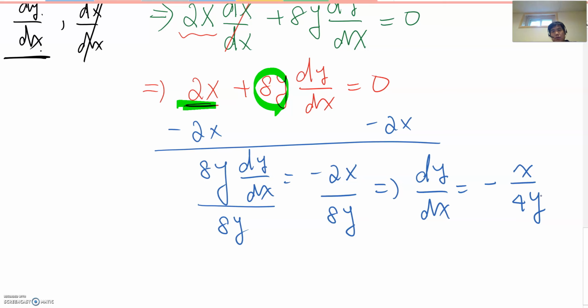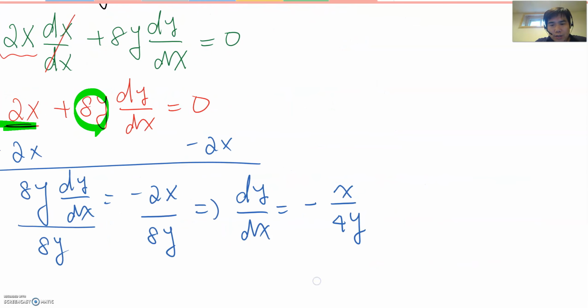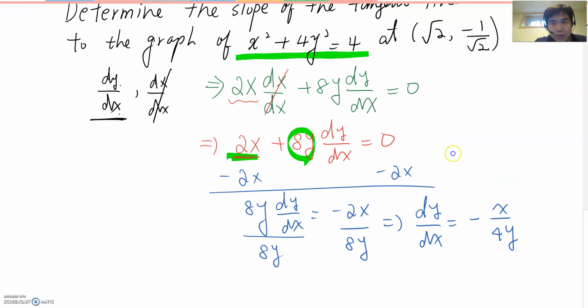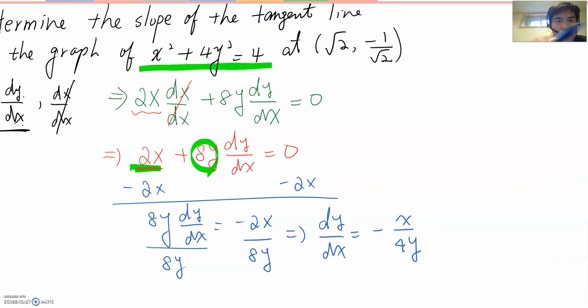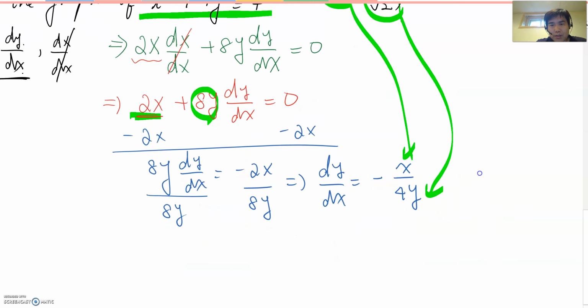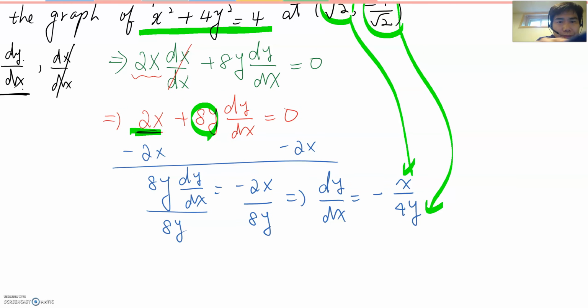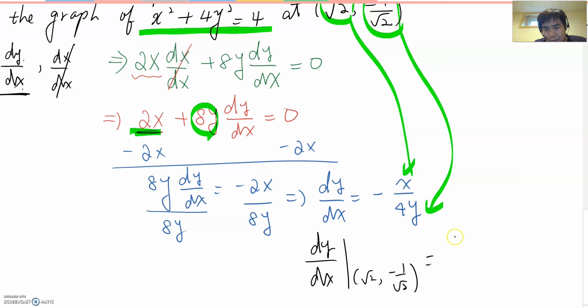Okay, so now we need to find the slope of the tangent line. In this case, this form has both x and y. Therefore, you need to plug x into here and y into here. So let me plug this in. dy over dx at the point root 2 and negative 1 over root 2 will be negative root 2 over negative 4 times negative 1 over root 2.